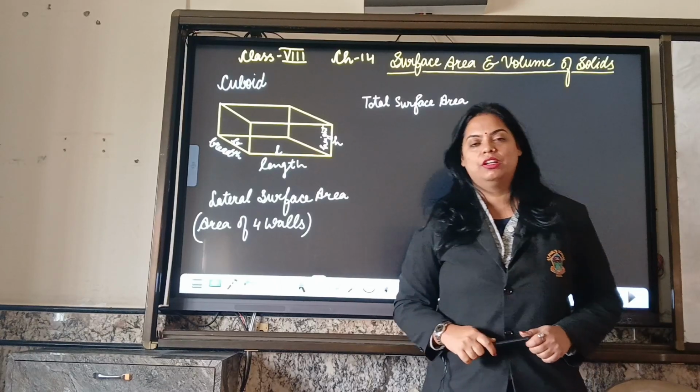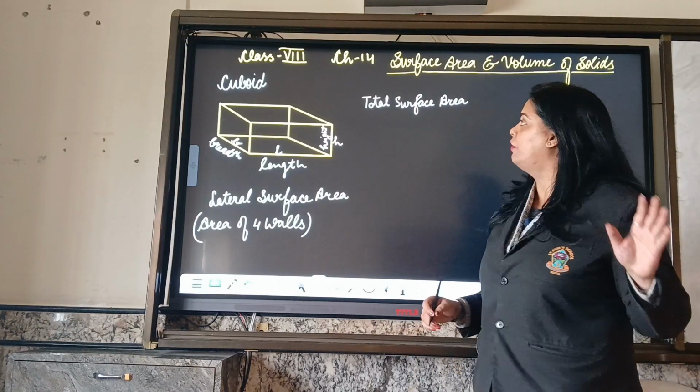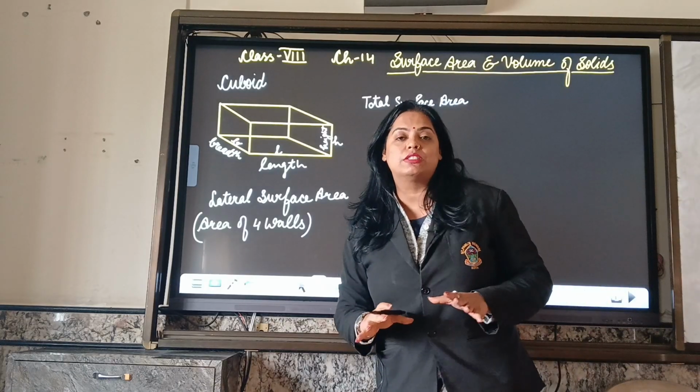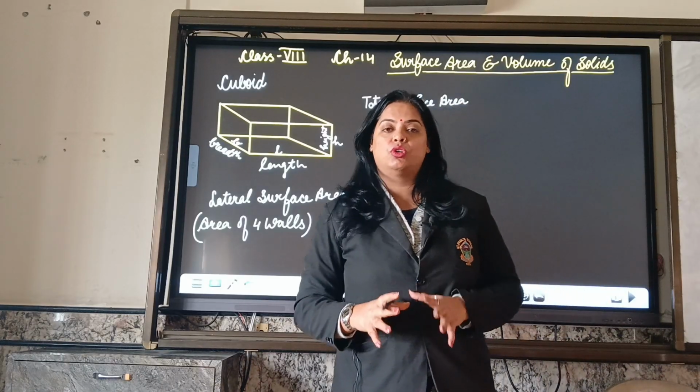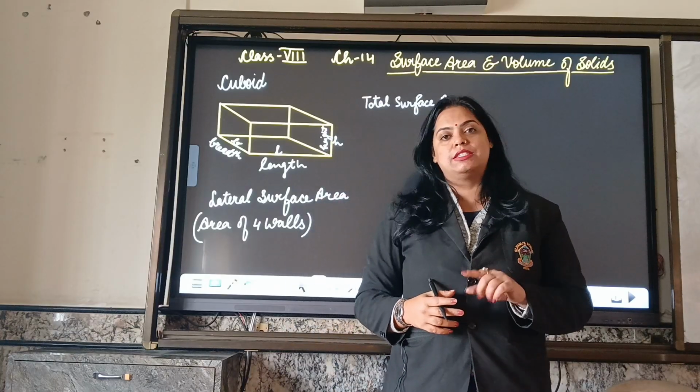Good morning everyone. Today we are going to start chapter 14, surface area and volume of solids. Here we are going to discuss three types of solids. First is cuboid, second is cube and third is cylinder.